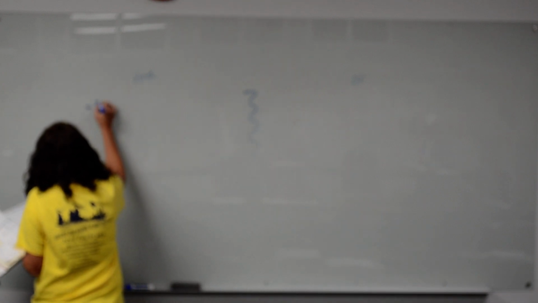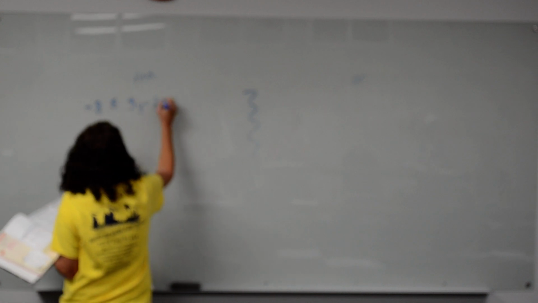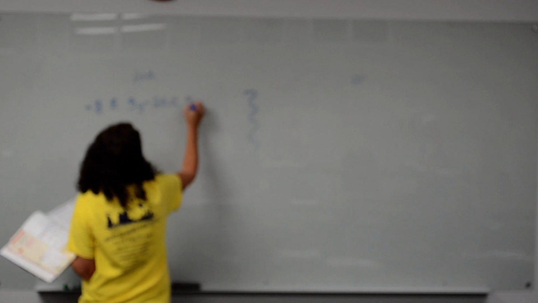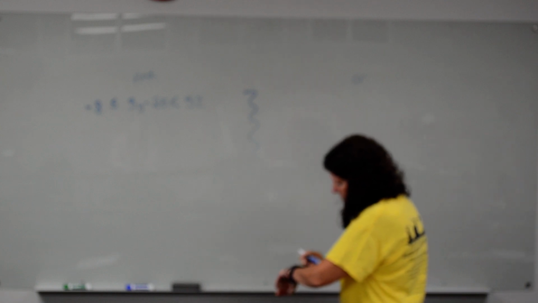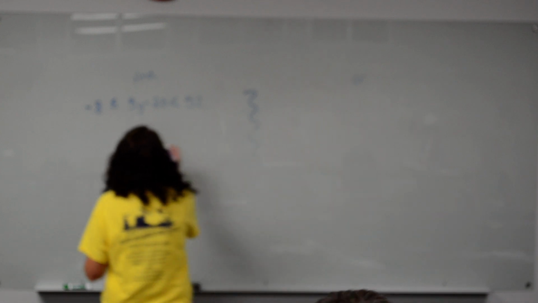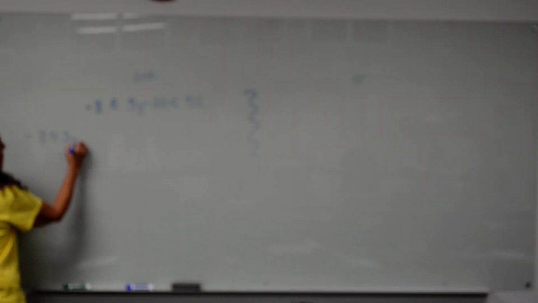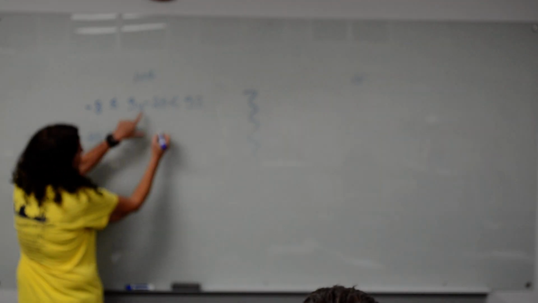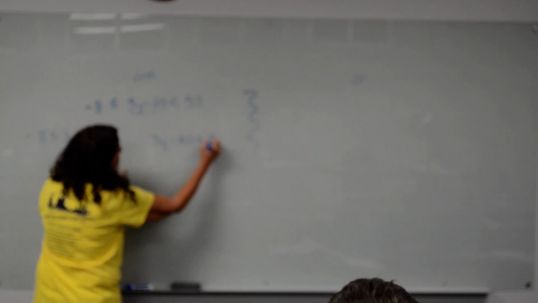So I have -8 is less than or equal to 3y minus 20 is less than 52. How do I know that that's an and statement? It shares the middle part. So I'm going to rewrite this into two inequalities. -8 is less than or equal to 3y minus 20. And then I'm going to take this center section. The center section goes with the left, it goes with the right. 3y minus 20 is less than 52.